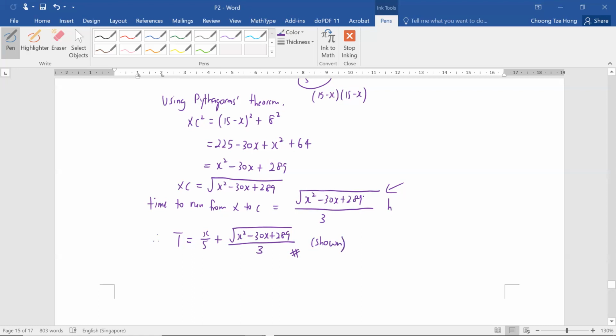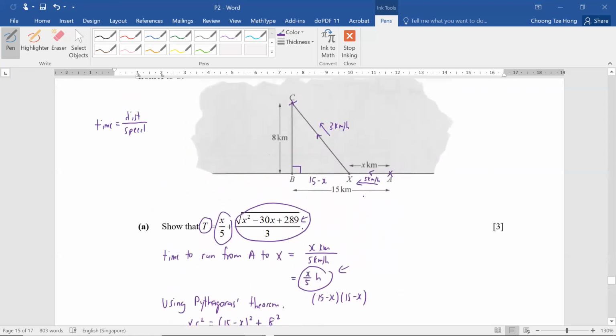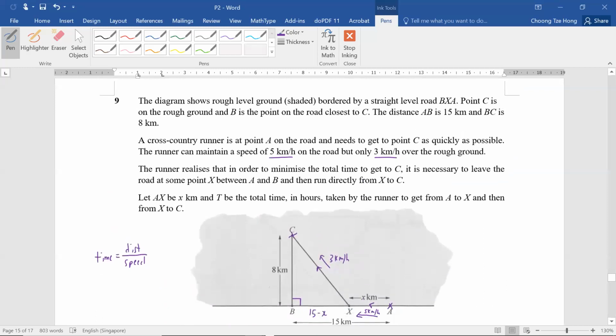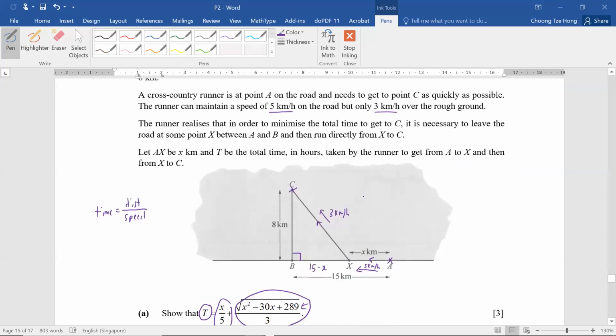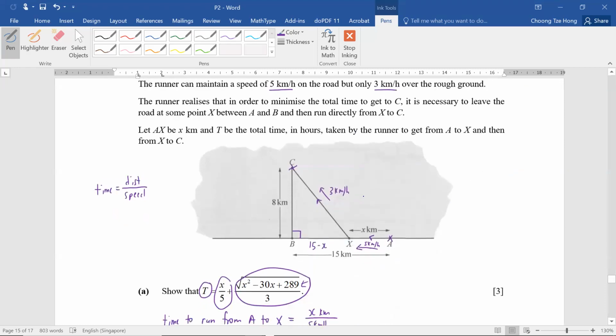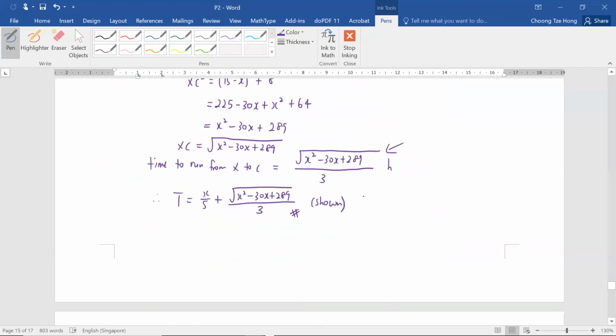Right, let's move on. The question is actually not as difficult as it looks. It's rather straightforward. So to give such questions a chance, when you see such questions, don't be afraid and skip the question. Take your time to read through and you should be able to do it.